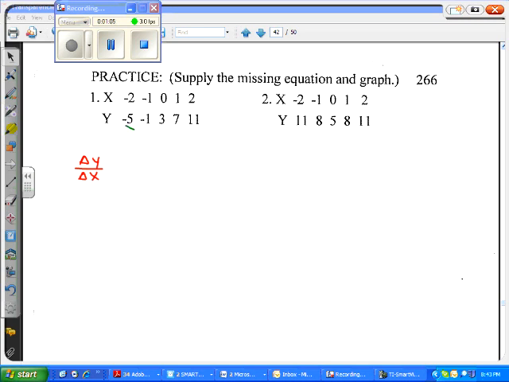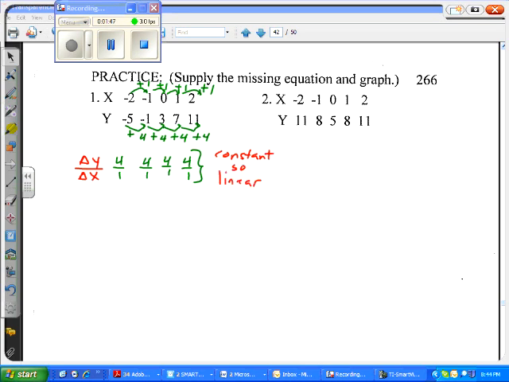The first change in y is a gain of 4. Its change in x is a gain of 1, so we have 4 over 1. The next change in y is a gain of 4, and its change in x is a gain of 1, so we have another 4 over 1. This repeats for each of the next two intervals. We have a constant change in y, change in x, so that means it is linear.